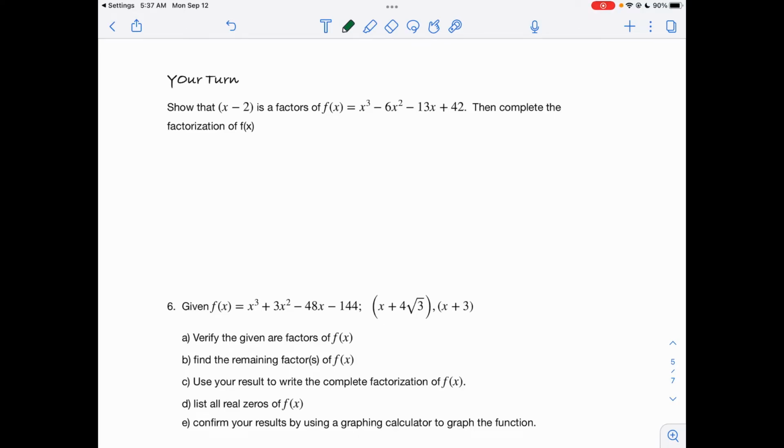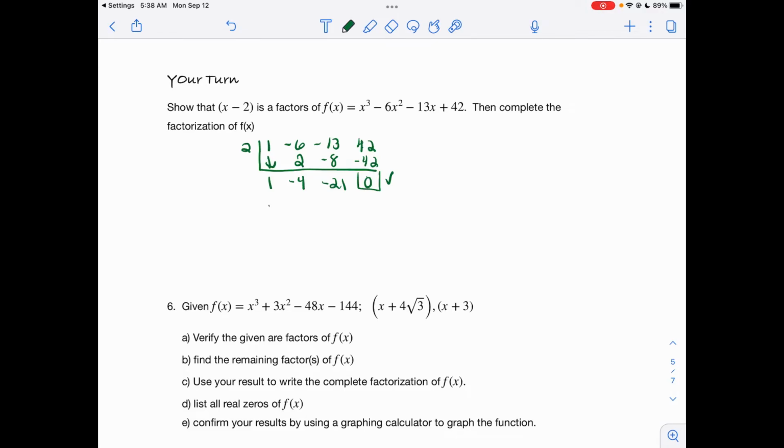All right, so degrees of f of x is 3, 2, 1, 0, so I don't need any placeholders. So I got 1, -6, -13, and 42. And if my factor is x minus 2, then that means 2 goes on the outside. Bring the 1 down. 1 times 2 is 2. That gives us a -4, times 2 is -8, which gives us -21, times 2, which is -42, remainder of 0. So yes, it is a factor. So I've shown that x minus 2 is a factor. It's got a remainder of 0.